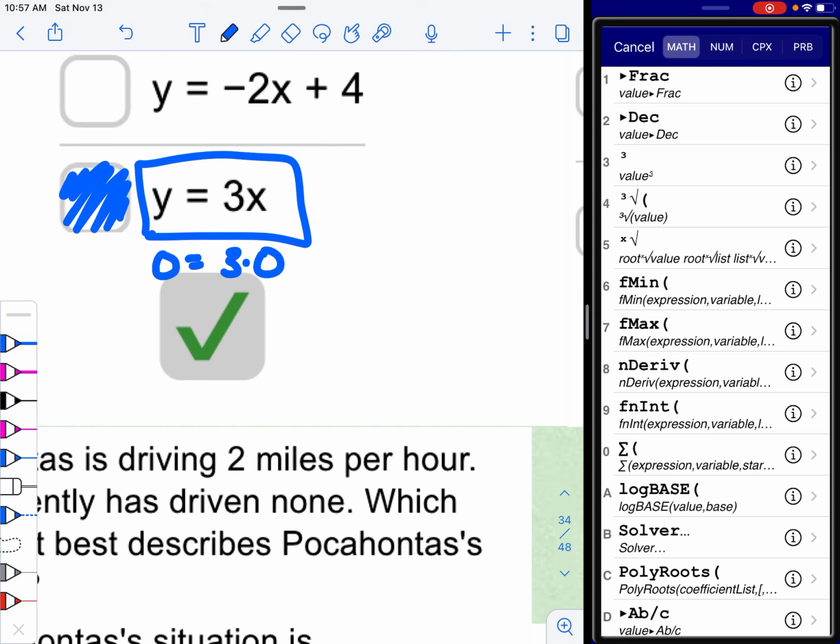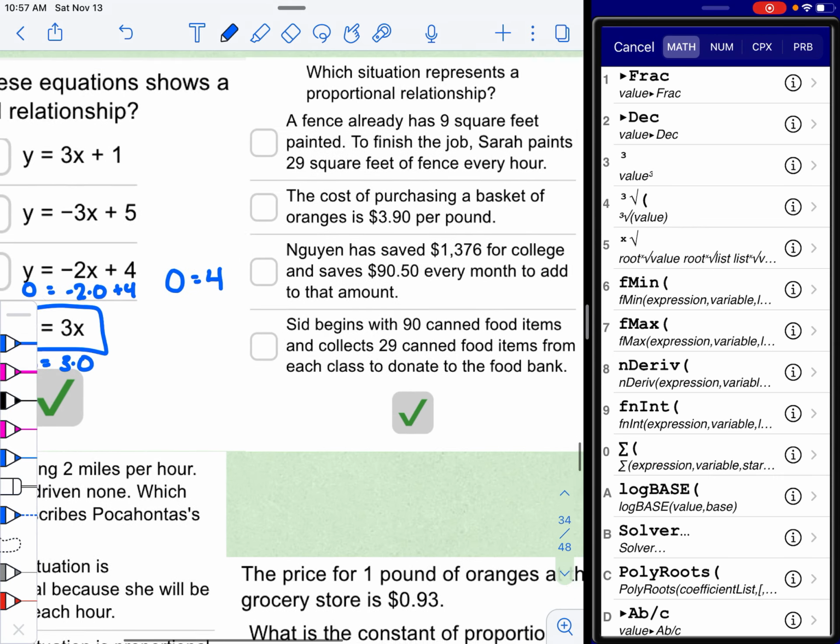If I looked at the one above it, for example, put a 0 in this one, -2 times 0 plus 4. On the left-hand side, I would get a 0. On the right-hand side, I would get -2 times 0, which is 0, plus 4, and I would get this statement. And this is incorrect, right? So this one does not contain 0, 0 because that does not work. All the more reason to choose the bottom.